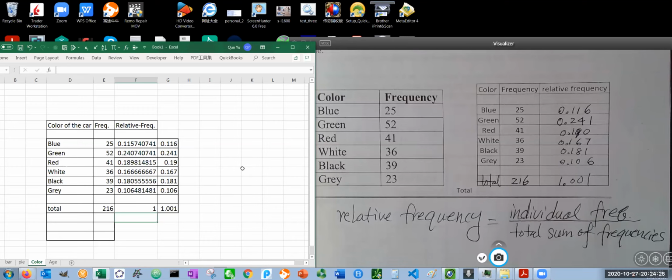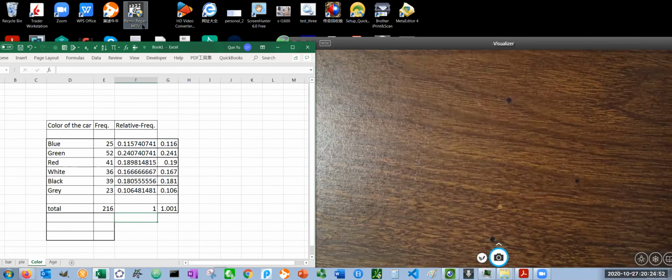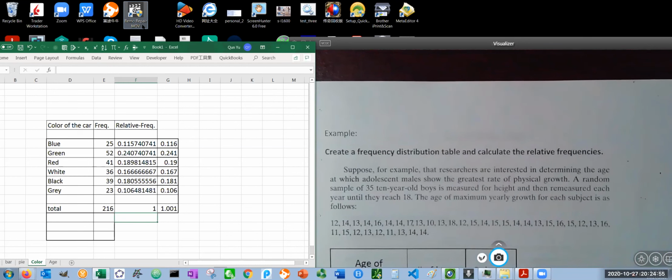Now we're going to do another example, but this example is from the ground up. That means we are not given a frequency distribution table to start with. We are given just a bunch of data. We need to create a frequency distribution table by ourselves and then calculate the relative frequencies. So let's do that. So this is our example. Now let's read it. Suppose the requirement is to create a frequency distribution table and calculate the relative frequencies.